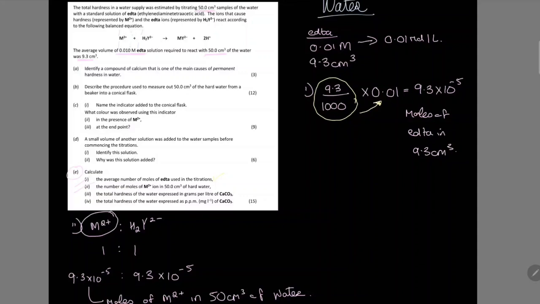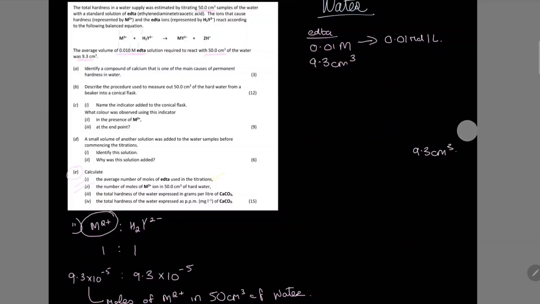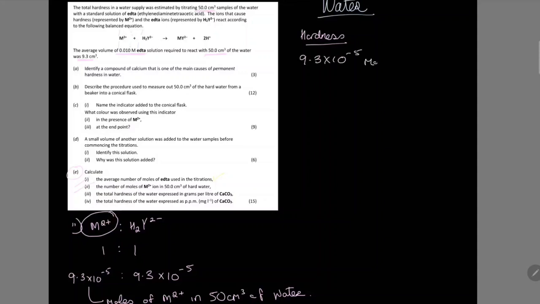So we have the number of moles of the ions that creates the hardness in the water. Okay, so I'm just going to write hardness here. I've got 9.3 by 10 to the minus 5 moles, I'm going to say, of the calcium carbonate, because that's the ion that's creating the hardness, in 50 centimeters cubed of water.